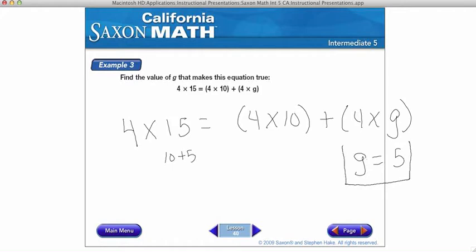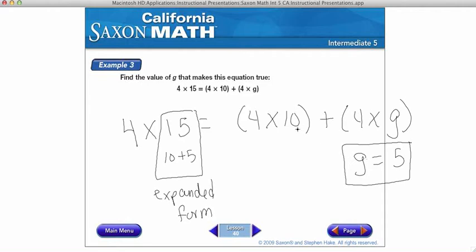So I don't actually need to solve this problem in order to figure out what g is. I need to turn 15 into its expanded form. Because that's essentially what this is. This is the 10 plus 5, g equals 5.